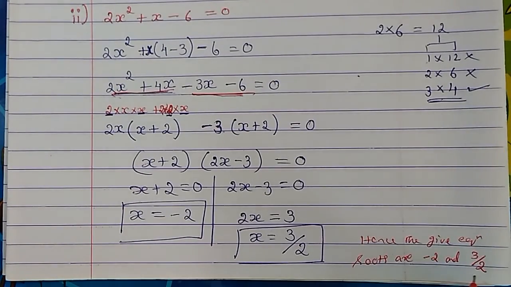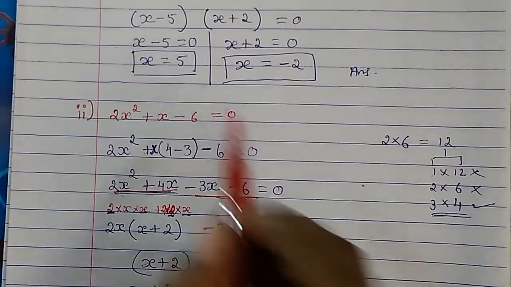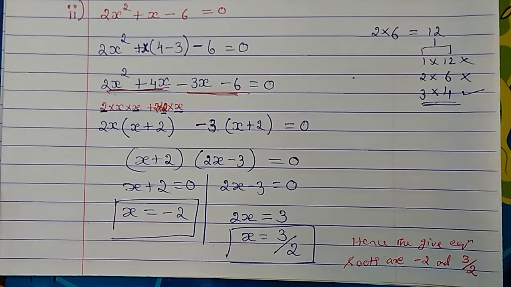So this way you can write the answer. Same way for first also you can do it. For here also you can write this way. Okay, because with this what happens, your sum becomes complete and there is no chance of losing any marks.